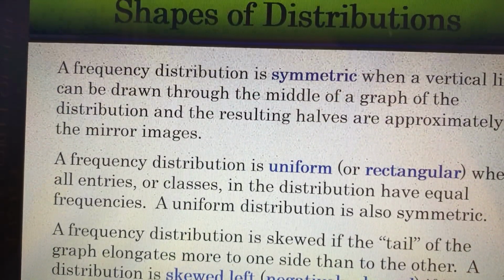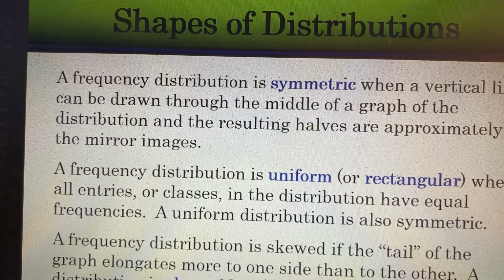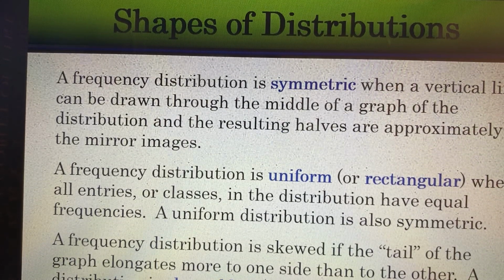Almost done, guys. The rest is easy. Shapes of distributions. A frequency distribution is symmetric when a vertical line can be drawn through the middle of a graph of the distribution, and the resulting halves are approximately mirror images. Okay, so symmetric is the same on both sides.